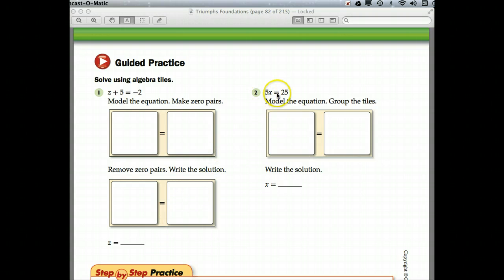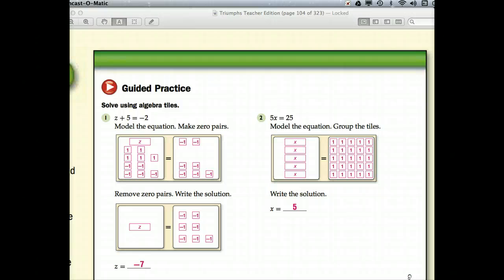All right, in problem number 2, we're going to have 5 x's. So 1, 2, 3, 4, 5, right? 5 x's. And we've got 25 on the other side. So we're going to put 25 and we're going to put it in 5 equal rows. So each x is going to have 5 ones in it. So x is equal to 5. So I'll let you pause the video for a moment and look to see how this is solved.